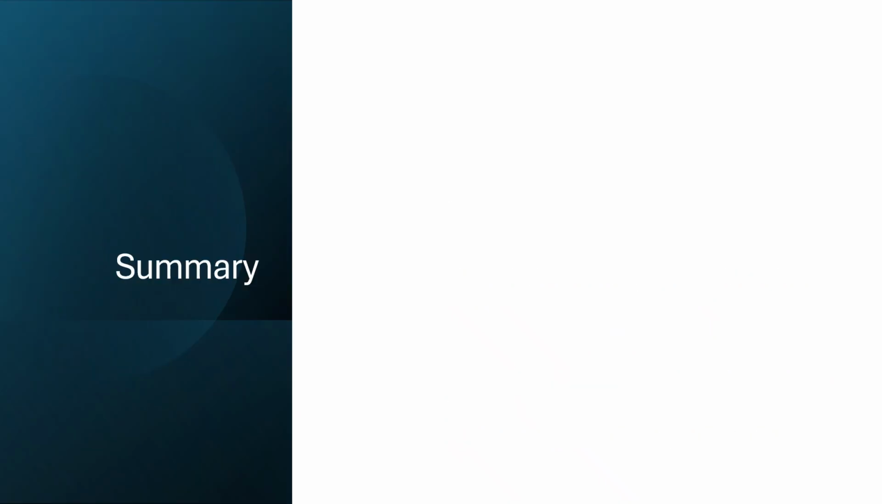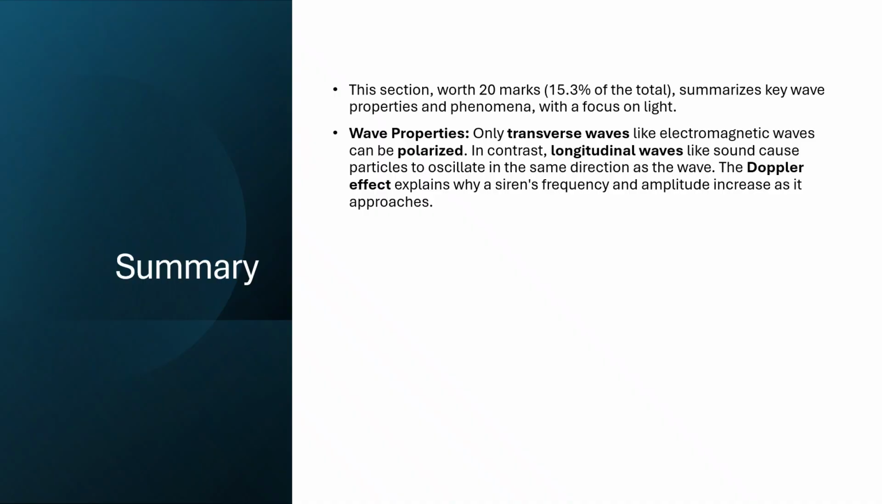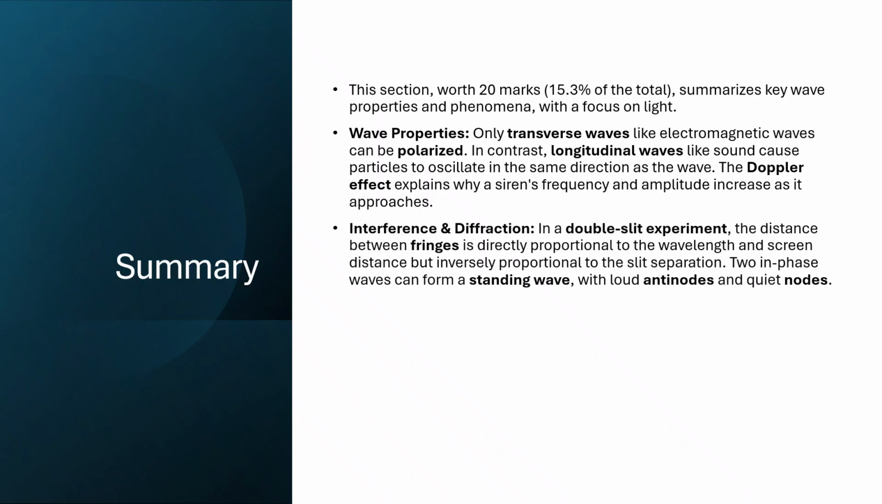This section, worth 20 marks, 15.3% of the total, summarizes key wave properties and phenomena, with a focus on light. Wave properties: only transverse waves, like electromagnetic waves, can be polarized. In contrast, longitudinal waves like sound cause particles to oscillate in the same direction as the wave. The Doppler effect explains why a siren's frequency and amplitude increase as it approaches.